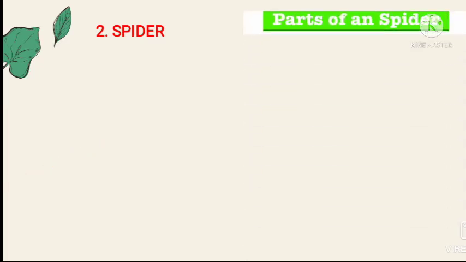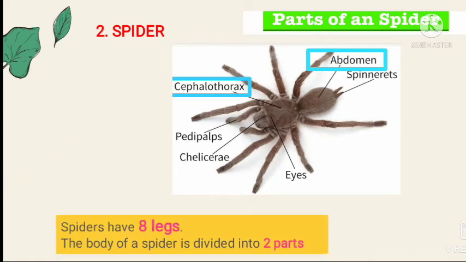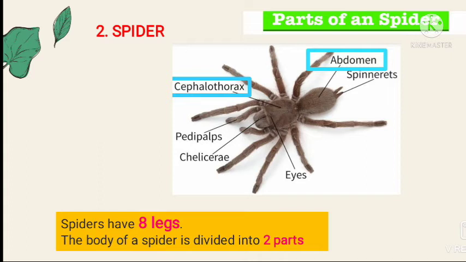Now let's talk about spiders. What is special about the spider? Let's take a look at the body parts of the spider. It's different from the insect. The spider has 8 legs. Look at the legs, it has 8 legs. And then the body of the spider is divided into 2, cephalothorax. Cephalo means head, thorax means body. So the body and head are joined together, making the cephalothorax, and also the abdomen or the stomach. So this is the characteristic of spiders.